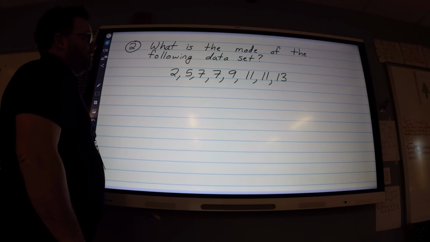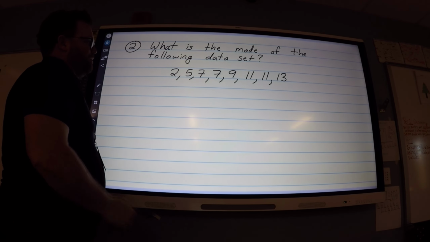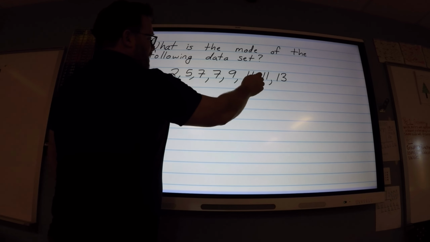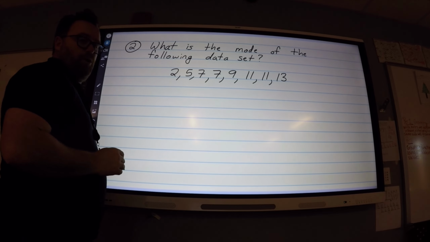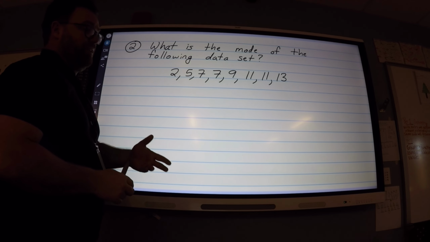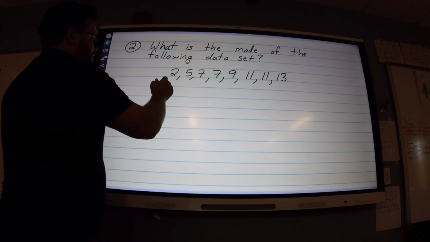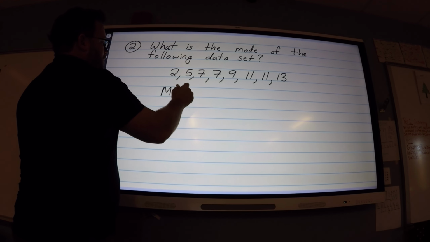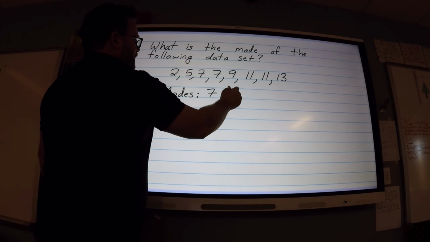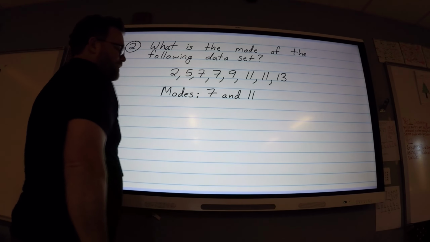Okay, in this problem, we're looking for the mode of the following data set. We have 2, 5, 2 7s, a 9, 2 11s, and a 13. Now the mode is the most common number. In this case, we have 2 7s and 2 11s, so we actually have two modes. So the modes are going to be 7 and 11.